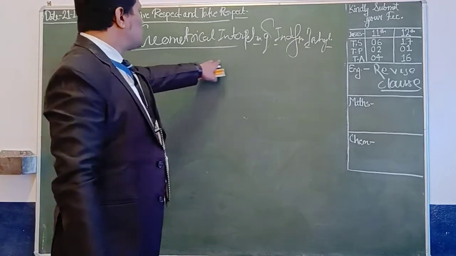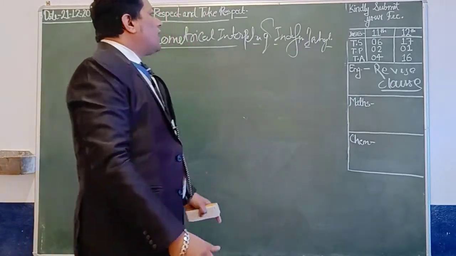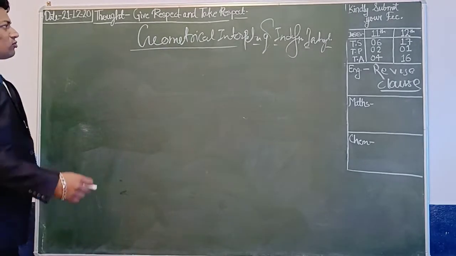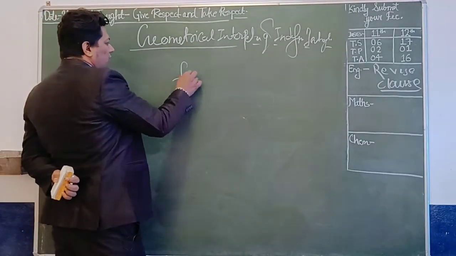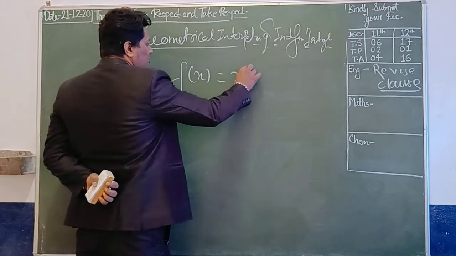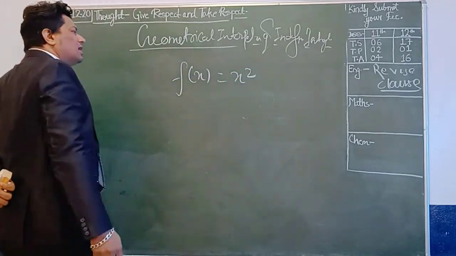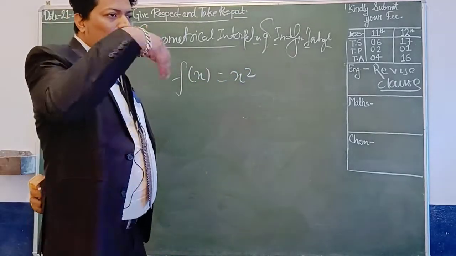Today we have to discuss the geometrical interpretation of the indefinite integral. Everybody knows that if you talk about f(x) equal to x square, and you make a graph, you will get an upward parabola.